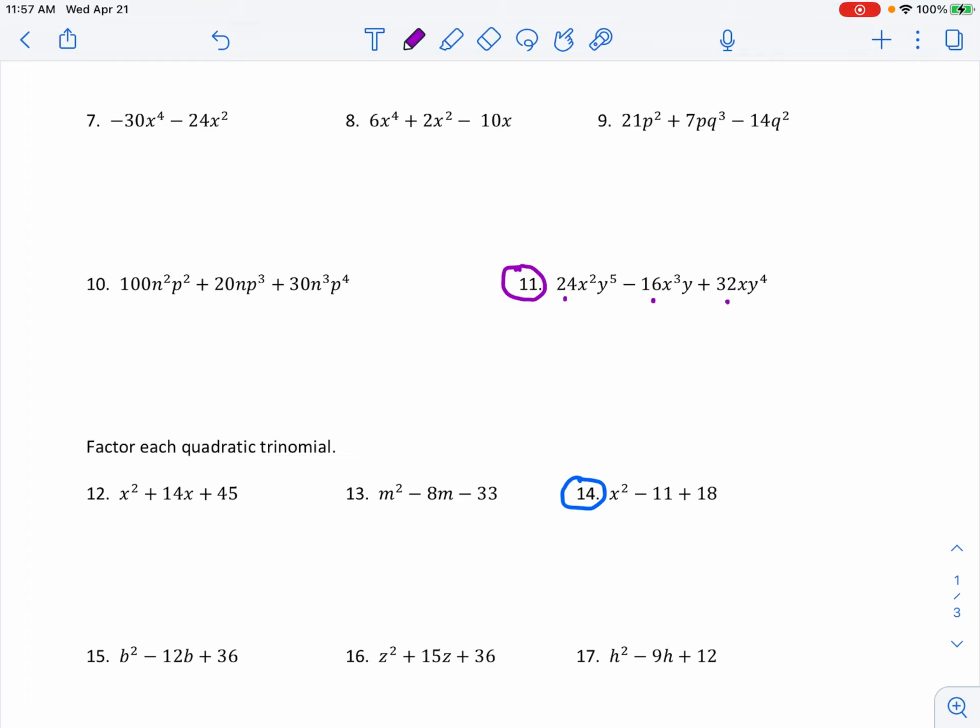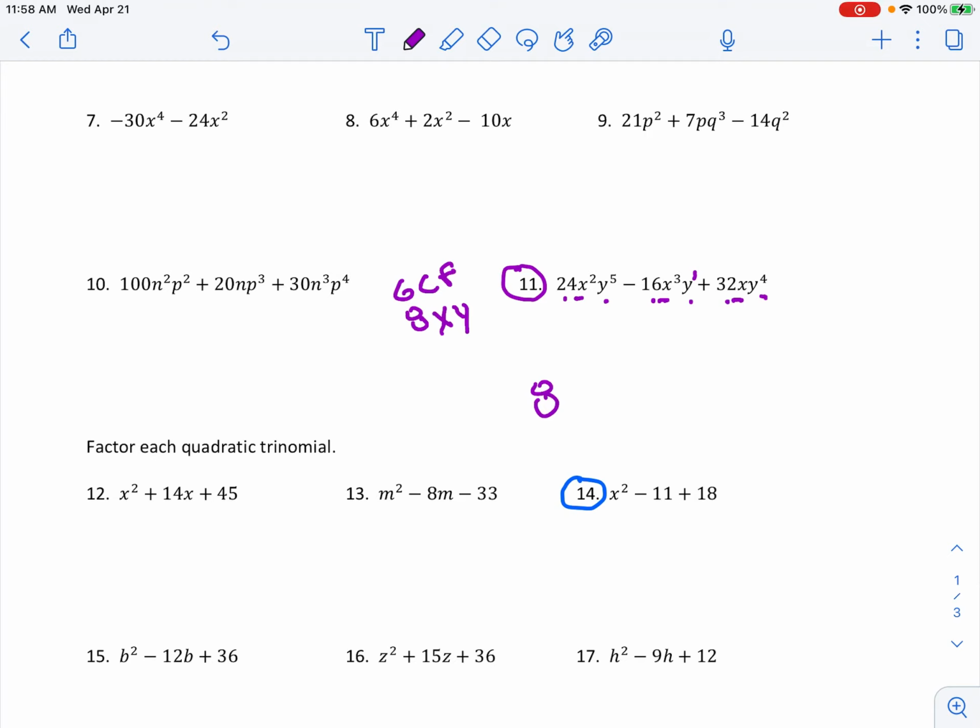So 24, 16, and 32. Well, 2 goes into all of those, but we are also trying to look for the largest number that goes into all of those terms. And so 8 is the largest number that goes into all 3 terms, but then look for common letters. I have x squared, I have x to the 3rd, and I have x to the 1st. So the most x's in common is 1, or x to the 1st. Then I look for the y's. I have y to the 5th, y, and y to the 4th. So again, y to the 1st is the largest number of y's I have in common. So my GCF is 8xy.